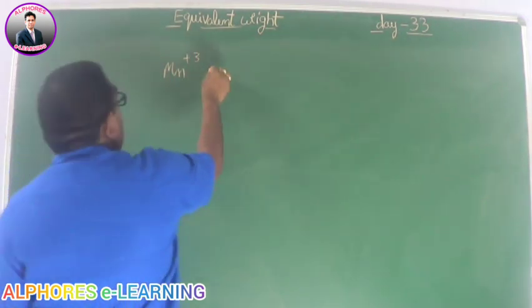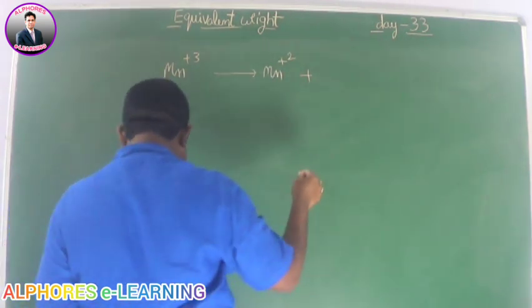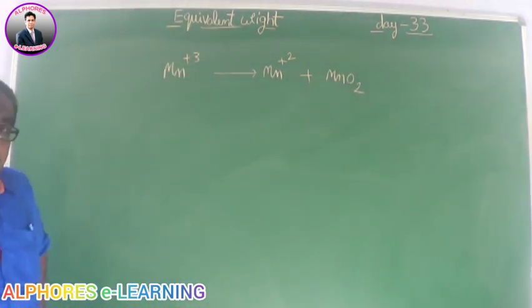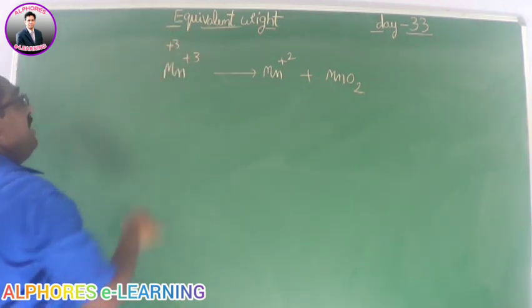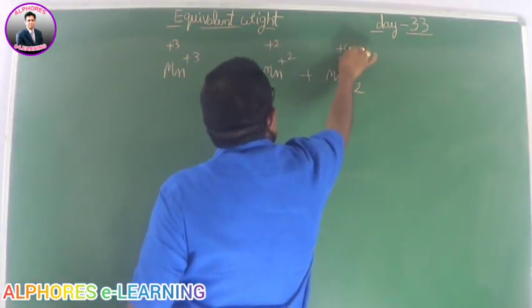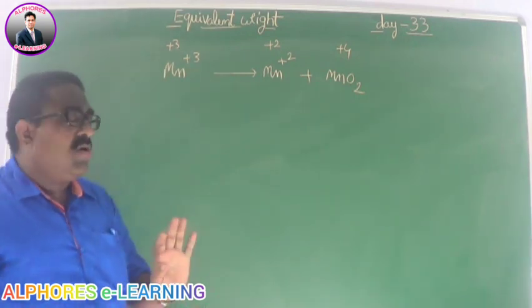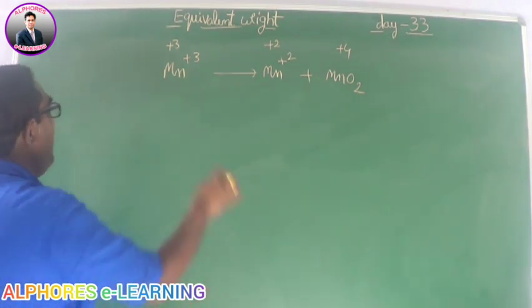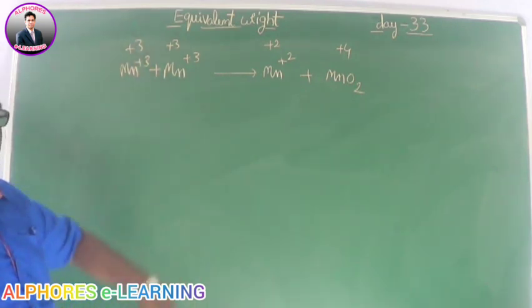Mn3+ changing into Mn2+ and MnO2. If you observe this carefully, here manganese is in +3 oxidation state. Here it is in +2, here it is in +4. So manganese is reducing, manganese is oxidizing, so undoubtedly one can say the given reaction is a disproportionation reaction, but not balanced. So 2 manganese should be there. Then only it will be balanced.